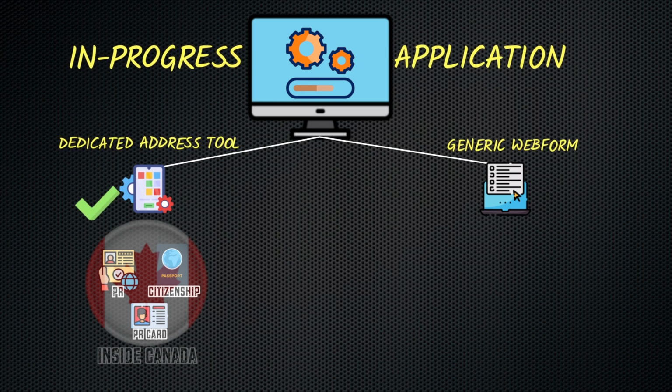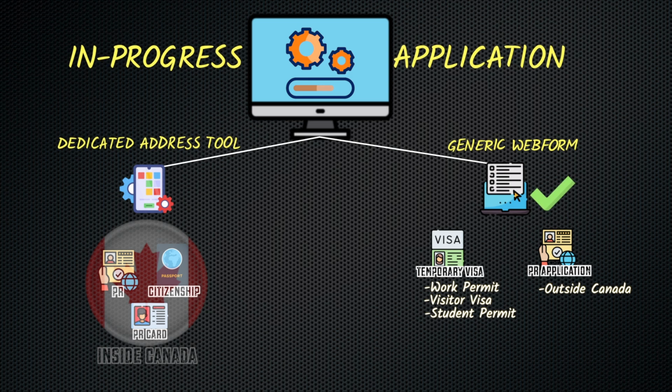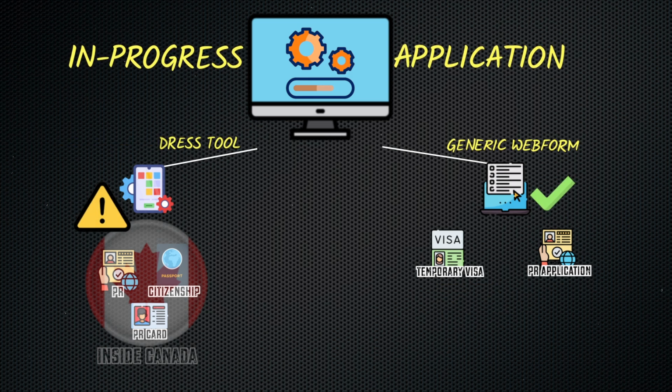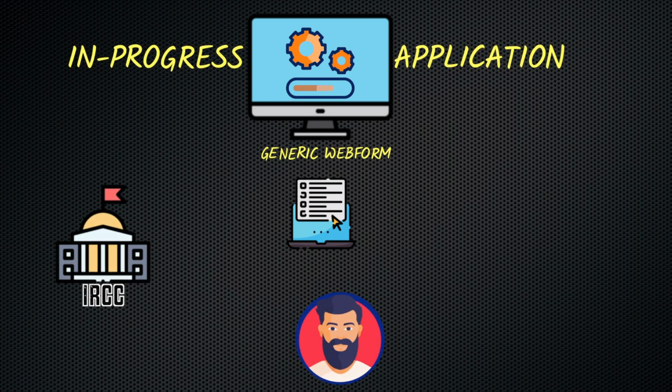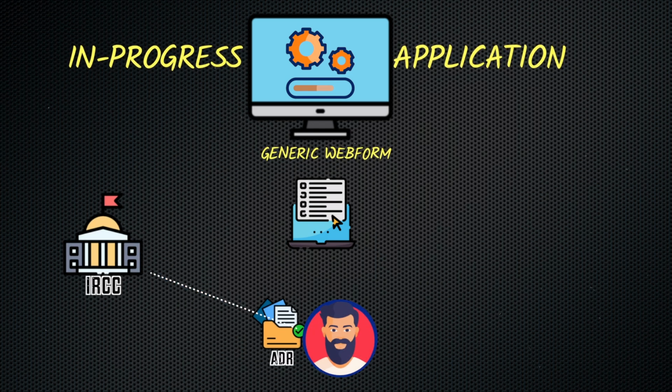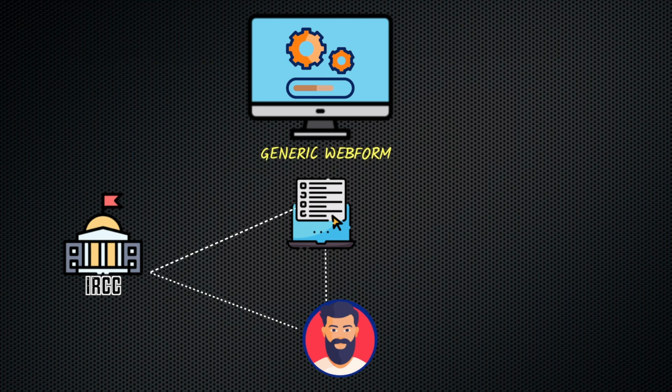If the address change is for a temporary visa application, such as a work permit, or for a PR application from outside Canada, then you can use the generic web form method. And also, if the dedicated tool doesn't work for some reason, you can still use the generic web form method for pretty much every application that is in process, whether inside or outside Canada. These web forms also allow you to respond to additional document requests from IRCC about any application that is ongoing. So they are a pretty versatile solution. So let's look at both these options.